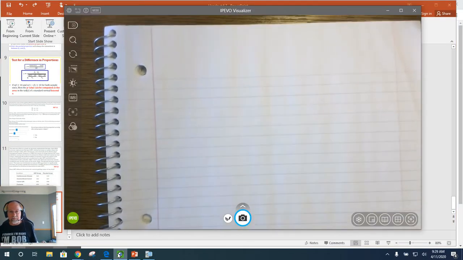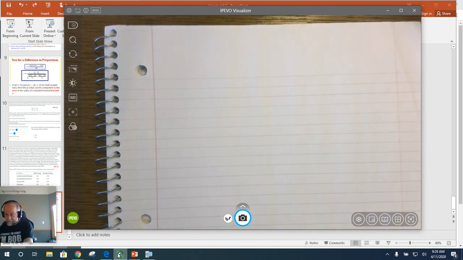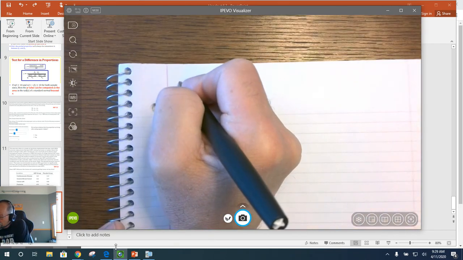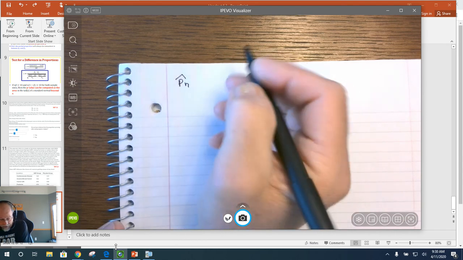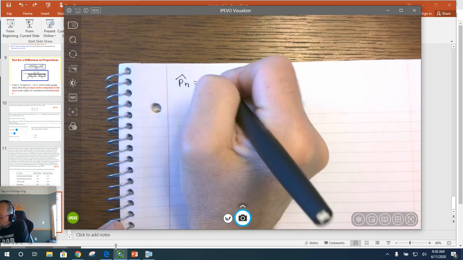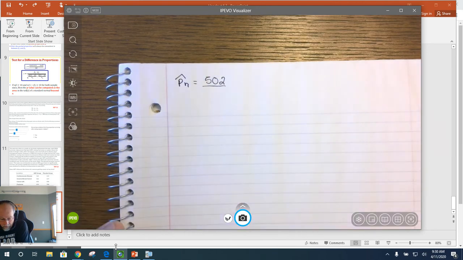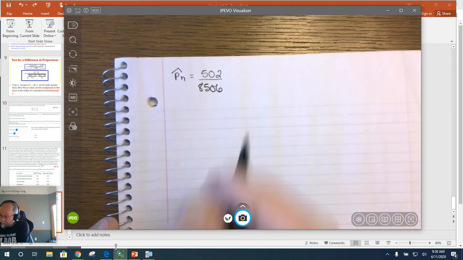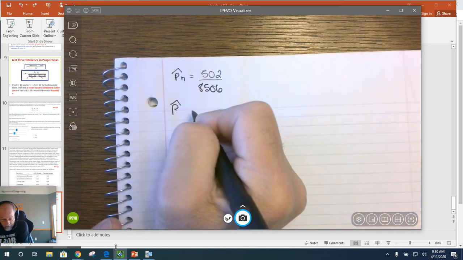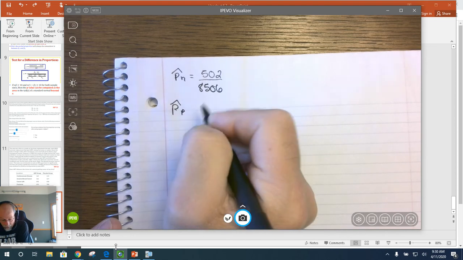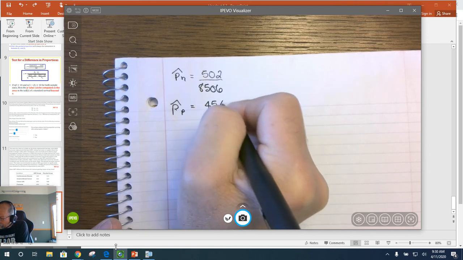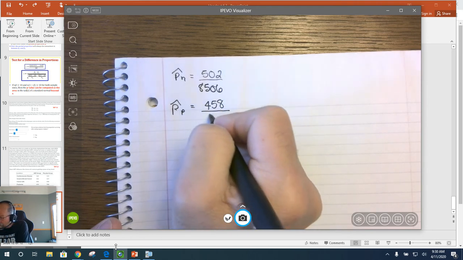All right, so here we go. Let's write our statistics down. So our first statistic, let's use p hat of h first. It's the HRT. That was 502 out of 8,506. Okay, and then p hat of p, so this is the placebo group, equals 458 out of 8102.